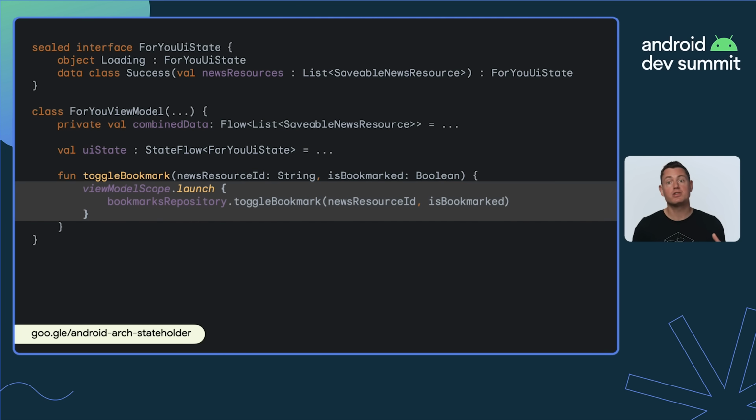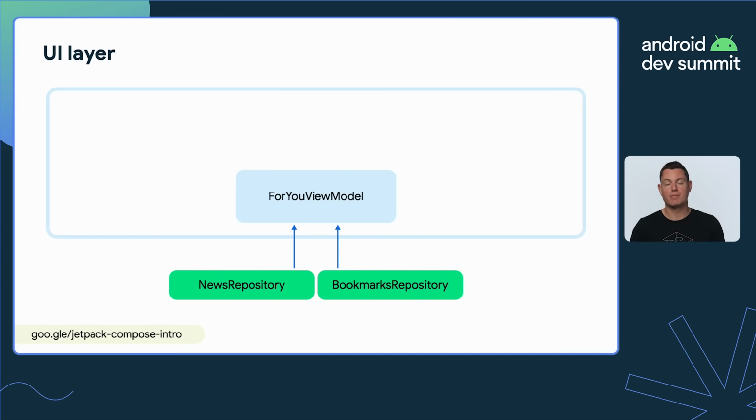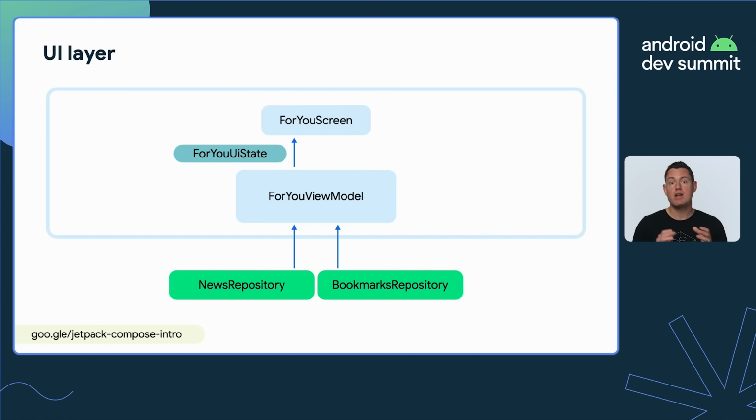This means that operations initiated using the view model scope will continue to run and our UI state will be preserved. Okay, it's time to display something on screen. For this, we create, you guessed it, a ForUScreen. This will read the UI state from the view model and render it using UI elements. We'll use Jetpack Compose for this, as it's the recommended UI framework for new apps.